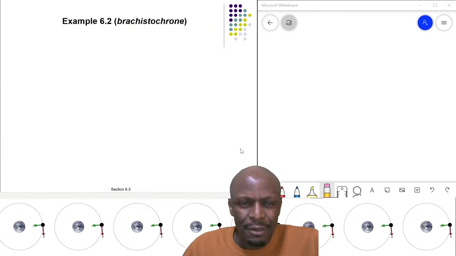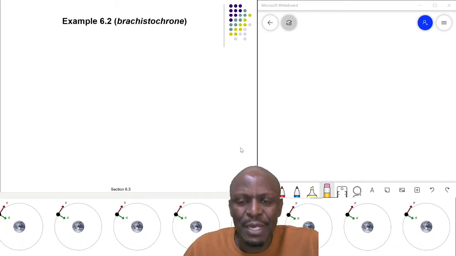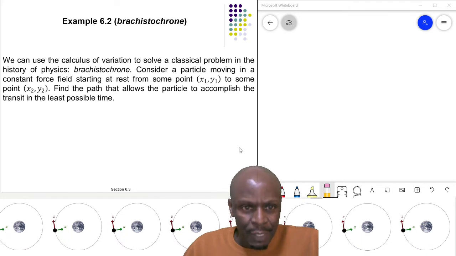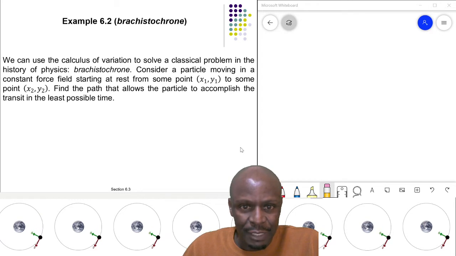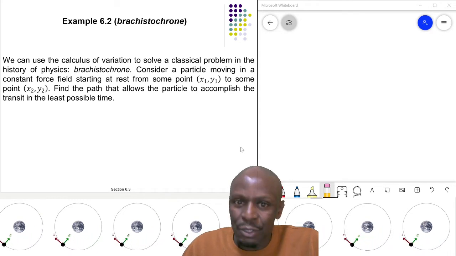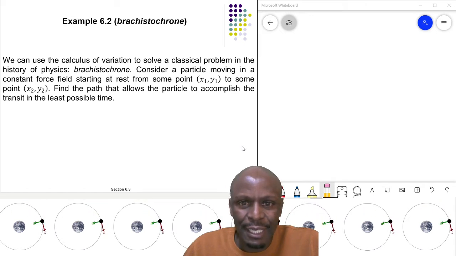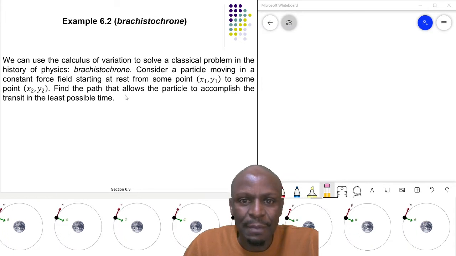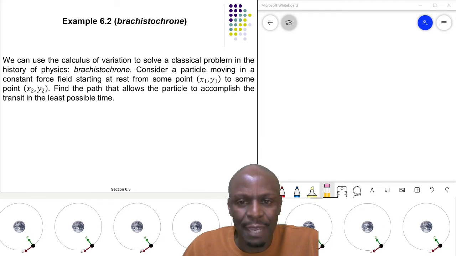Now let us try to do example 6.2, which is the Brachistochrone example, one of the classical mechanics problems in the history of physics, and we can use the calculus of variations to solve it. Consider a particle moving in a constant force field, starting at rest from point 1 to a certain point 2. Find the path that allows the particle to accomplish the transit in the least possible time.